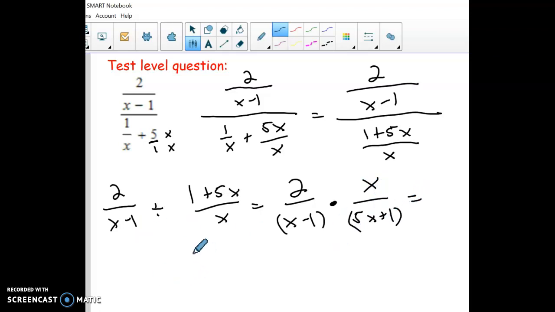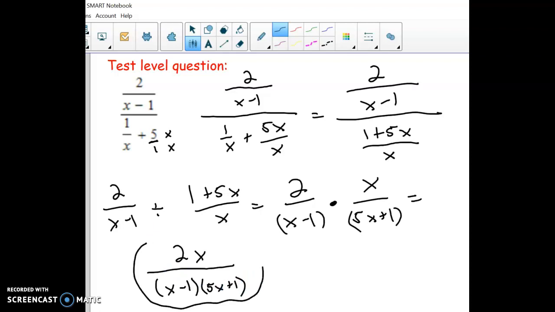Okay, so all we can do here is just multiply the numerators to give us 2x. And the denominator you could FOIL, but I'm generally going to leave them in factored form. So it's going to look like this. All right, and that's it. There is nothing to simplify there, so there's our complete answer.